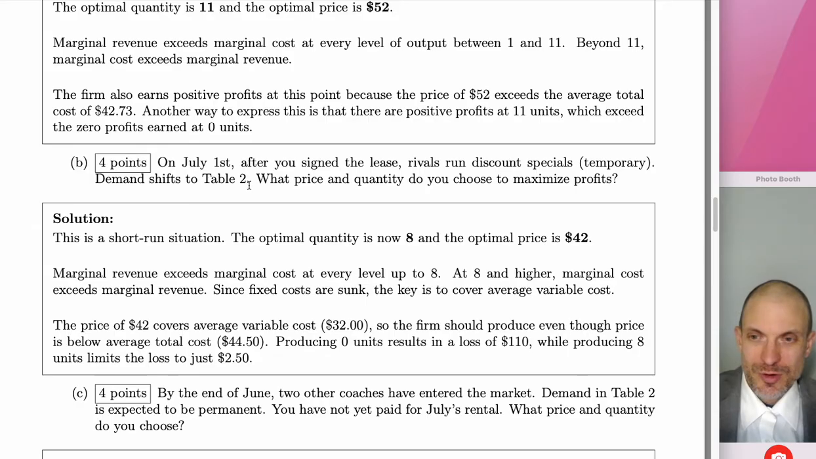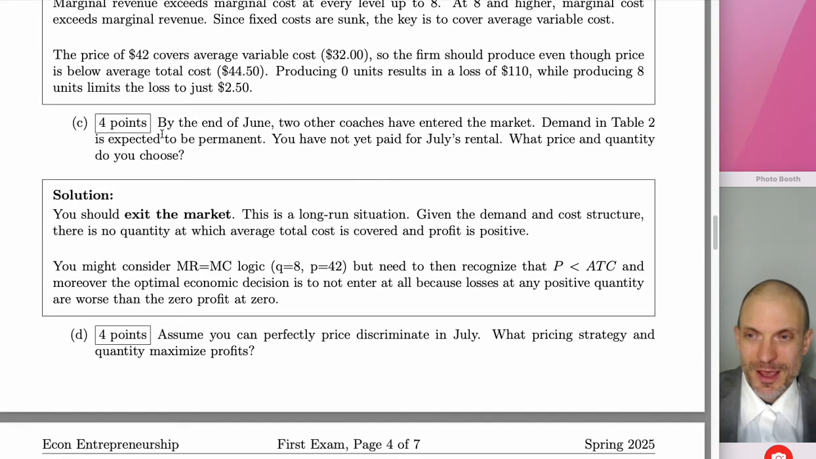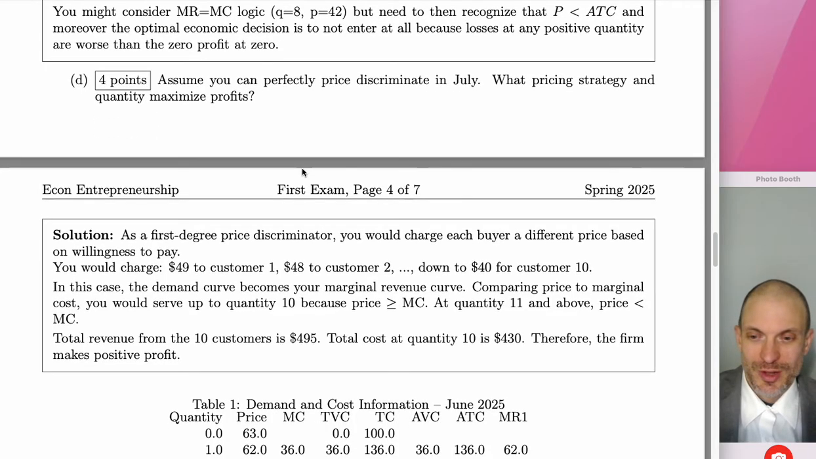Second, you're going to move to table 2. So now we've got rivals that are discounting, so our demand decreases. So we want to know what's the price and quantity if we want to maximize profits. Then at the end of June, we're going to be stuck with our more pessimistic demand, so we're still going to be using table 2. And then in part D, what if you're able to price discriminate? So now we have our horrible demand curve, but what if we don't have to be restricted to just MR equals MC? And so then what do we do?